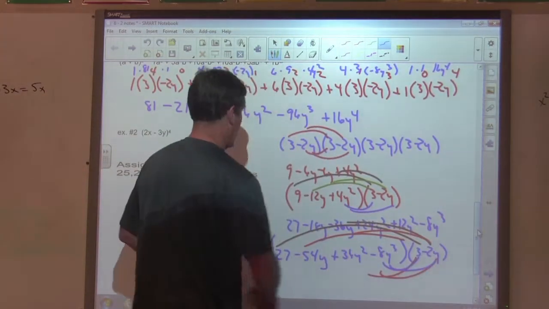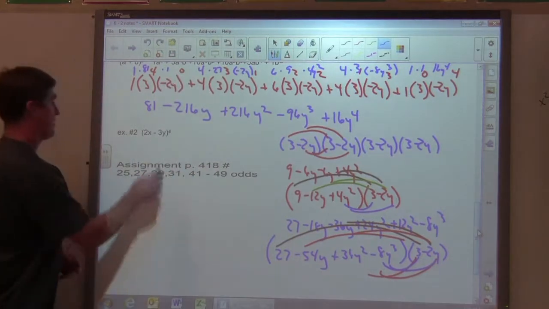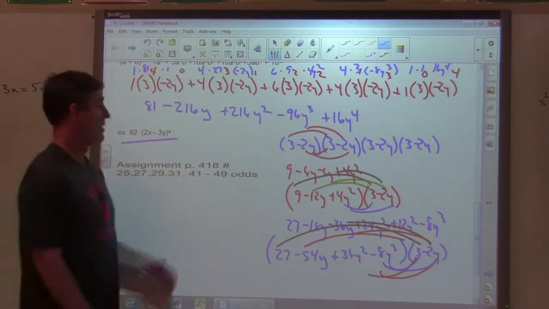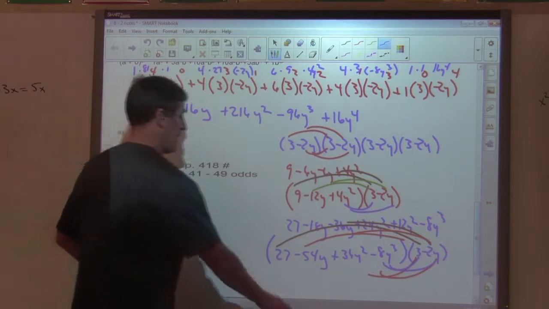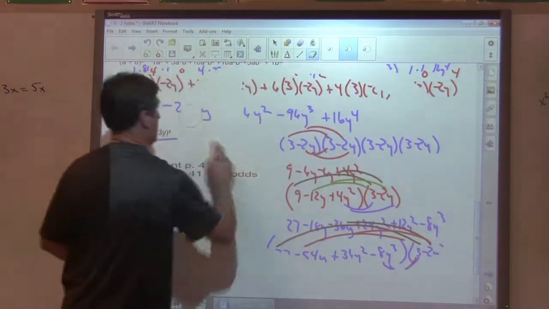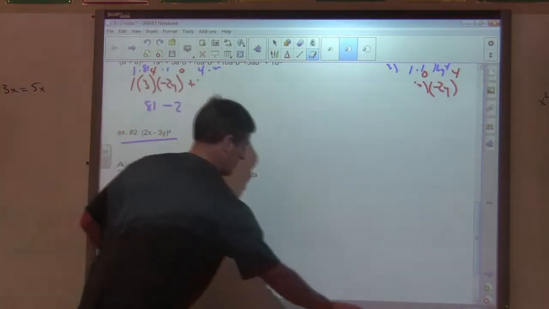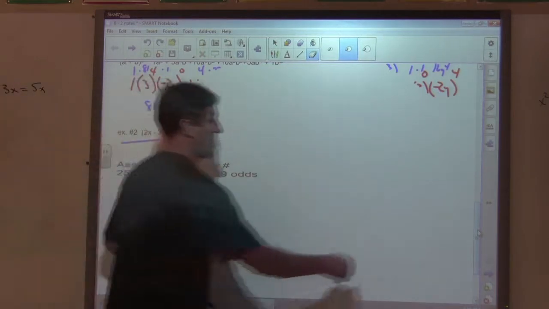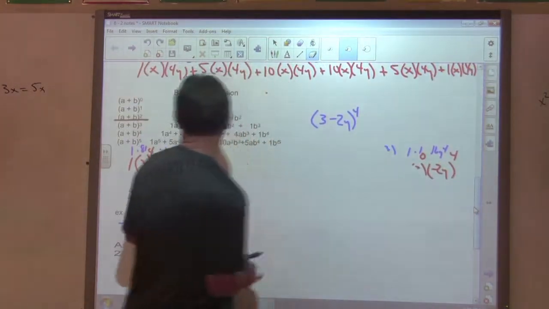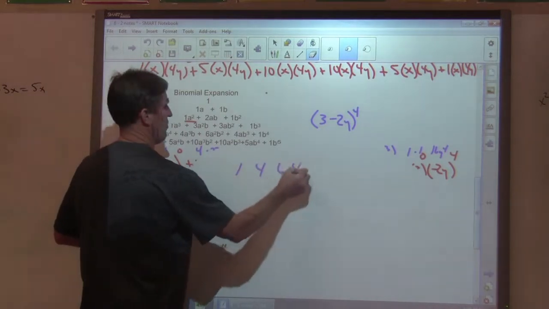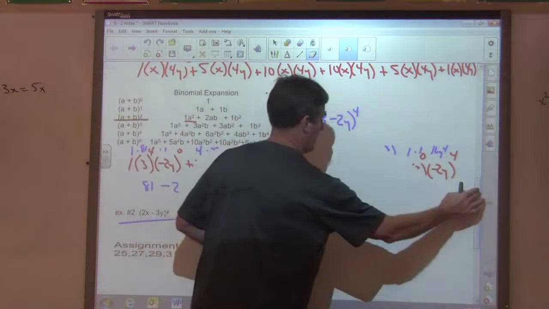So I'd like you now to try this problem. So again, you can pause it here, try this one. You can do it either way. When you're finished, you can come back and see how I did it. So again, if you did this, you have 2x minus 3y to the fourth. That tells us I have to use the 1, 4, 6, 4, 1 row of Pascal's triangle.